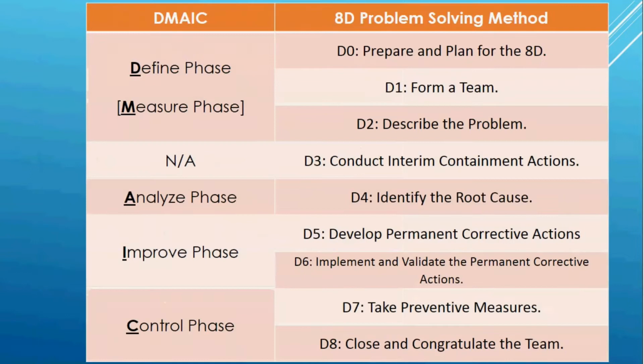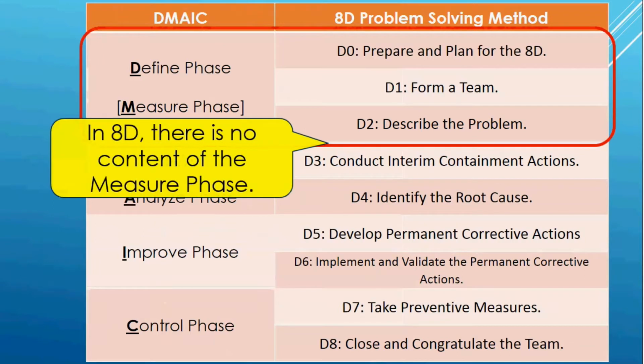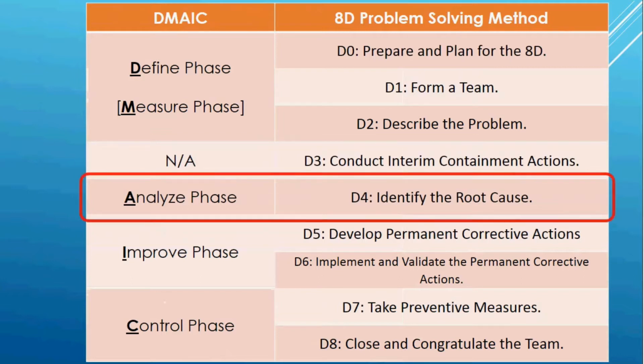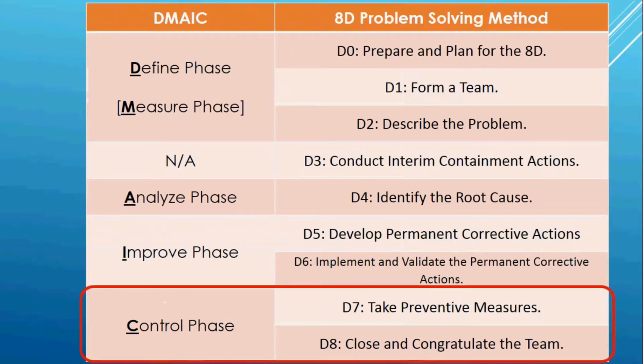Compared to DMAIC, up to D2 is the define phase. In the 8D method, there is no content of the measure phase. It's good for improvement projects of service operations, which don't use the measure phase much. D3 is conduct interim containment actions. This content is not included in DMAIC. D4 has the same purpose as the analysis phase. Up to D6 is the improve phase, and the rest are the control phase.